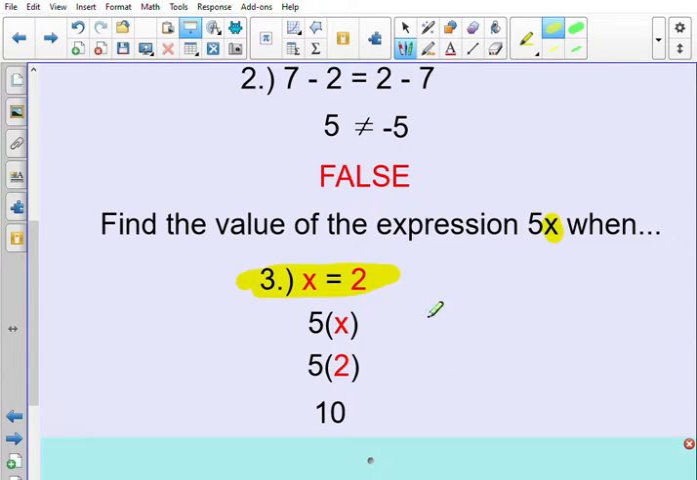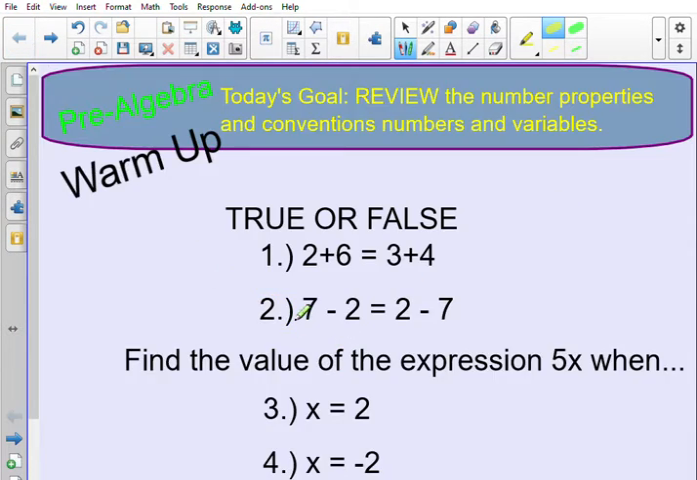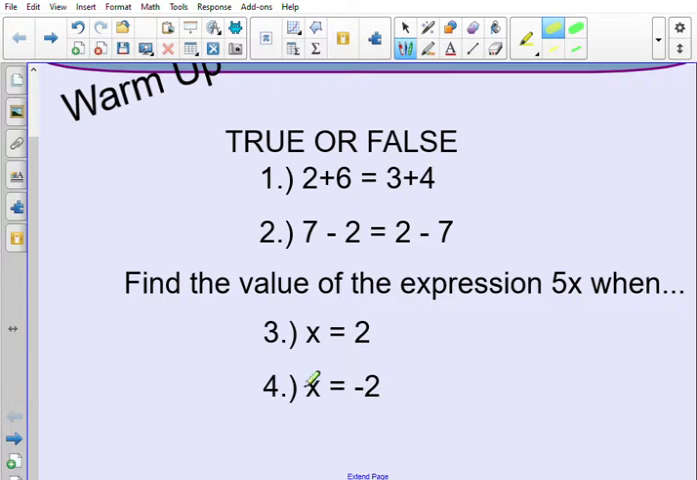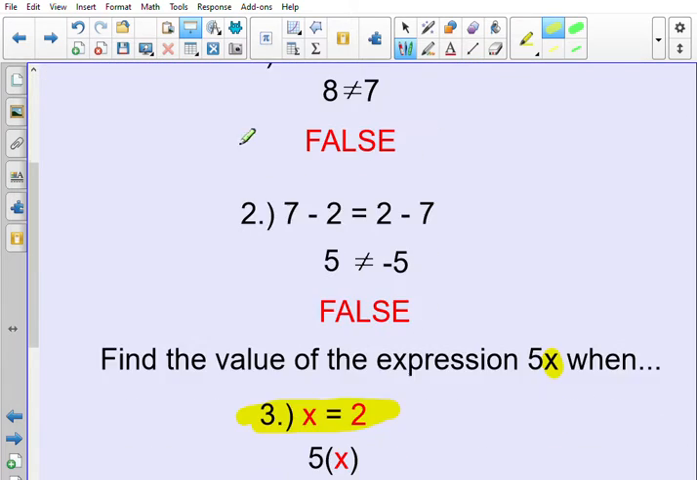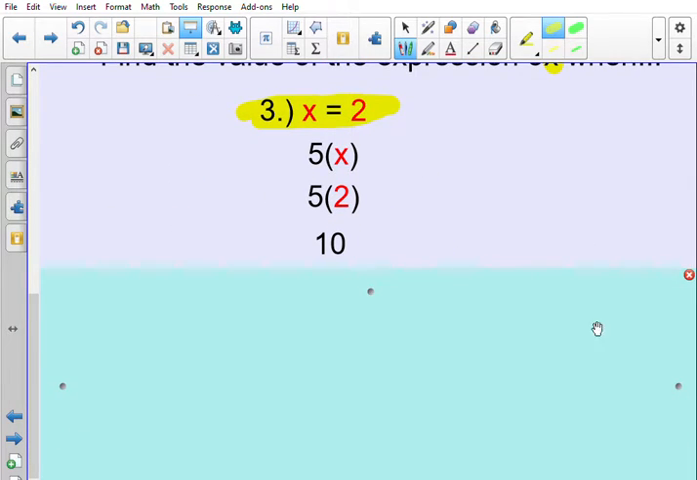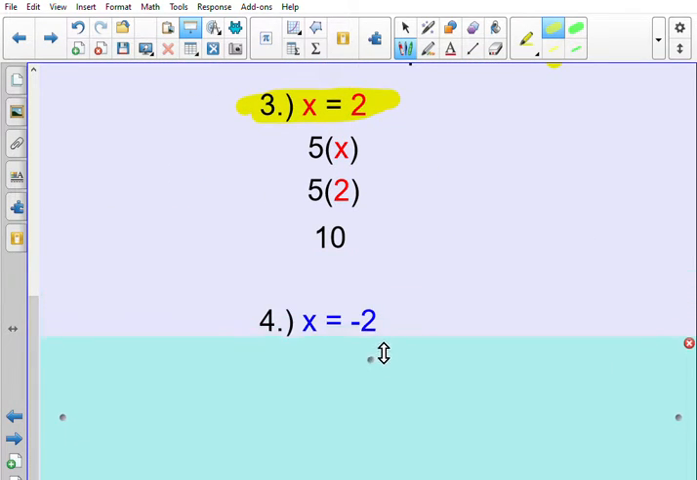So 5 times 2. If we look back on the other one, they didn't want 2, they wanted negative 2. If you couldn't get the first one, then there's a chance that you messed up on the second one. The second one, you are no longer plugging in 2, you should be plugging in when x is -2. So -2, still going in for the x value, so it's 5 times -2.